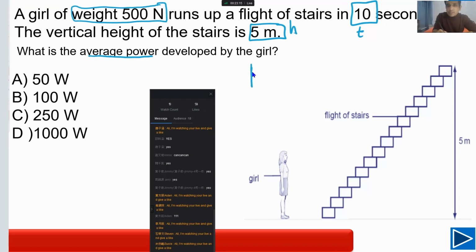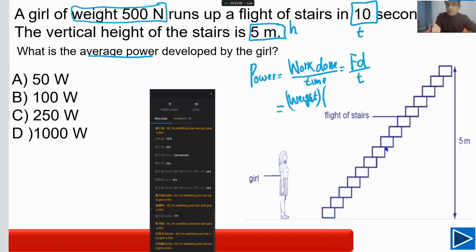Now simply you can start from here. Power is equal to work done over time. So work done is equal to force times distance travelled over time. In this case, force means the weight of the person. So we can say force is the weight of the person. And the distance the person travels we have to consider. In this case there is no friction, so we no need to consider work done against friction.